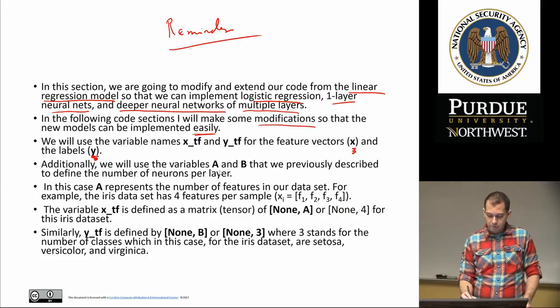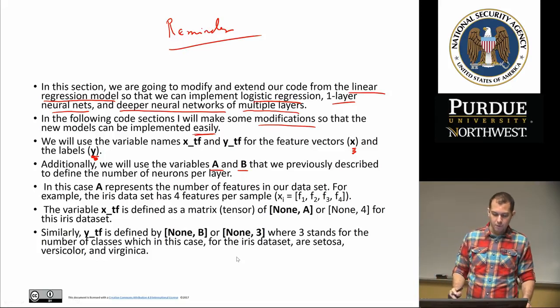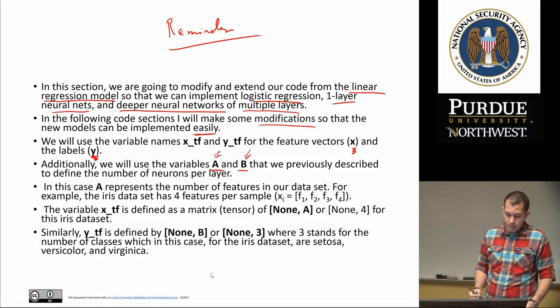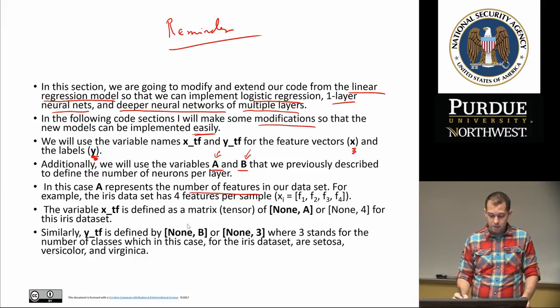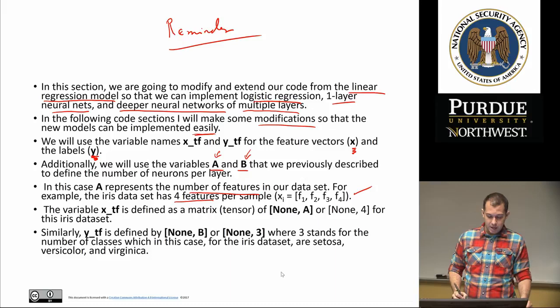Additionally, we will use the variables a and b. These we also defined in the previous code. If you remember, these were for the features and the classes. So we will use these variables that we previously described to define the number of neurons per layer. Just remember this from the previous discussion or video. In this case, I'll remind you that a represents the number of features in our data set. So for example, the iris data set has 4 features per sample, right? And you remember that.